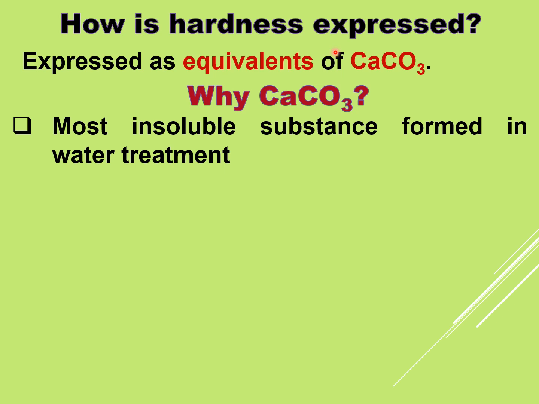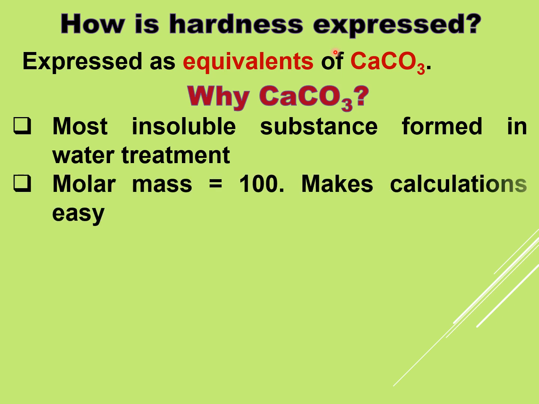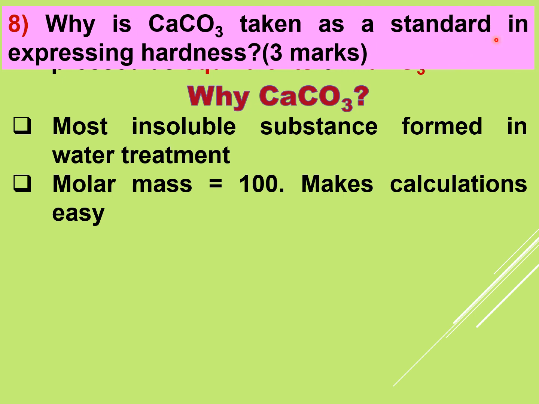Most insoluble substance. Second, its molar mass is 100. That makes calculations easy because you may have to divide with 100 or multiply with 100, so that is very easy. Whereas if you have to divide or multiply with another number like 134, that will be a little bit difficult. So these are the most important reasons why calcium carbonate is taken as a standard. This is another question: why is calcium carbonate taken as a standard in expressing hardness? This is another important university question.